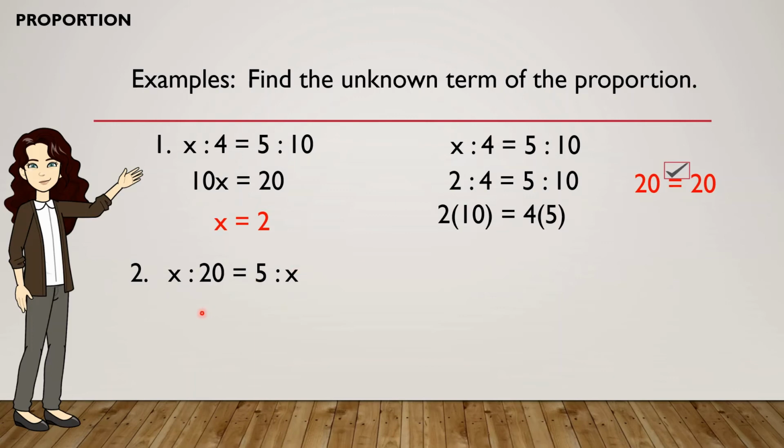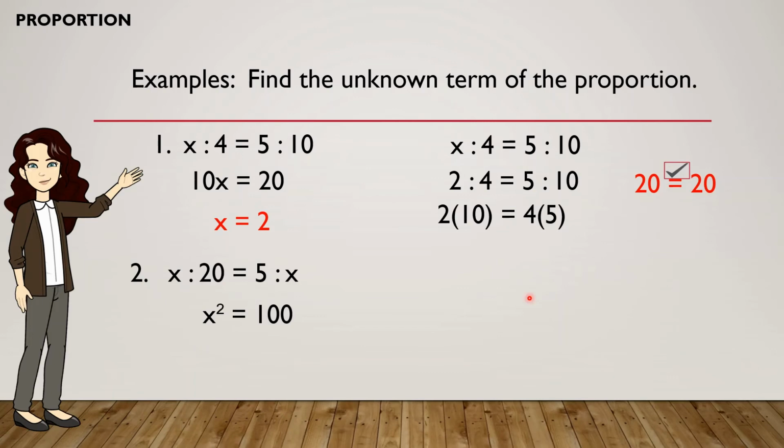Number 2. x is to 20 is equal to 5 is to x. So, we need to multiply the extremes. x times x is x squared. This is equal to the product of the means, 20 times 5, which is 100.